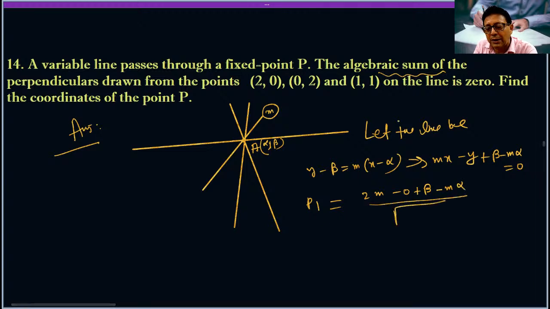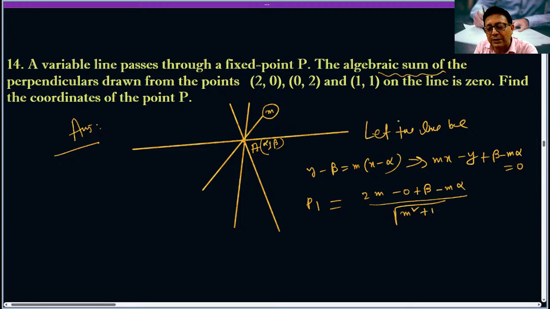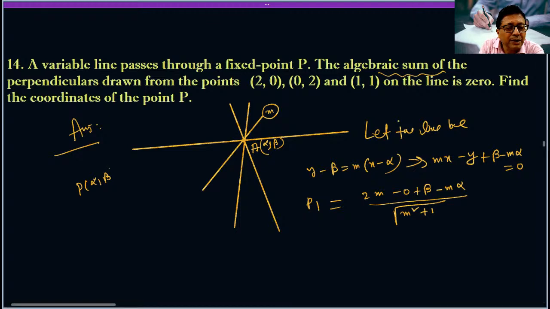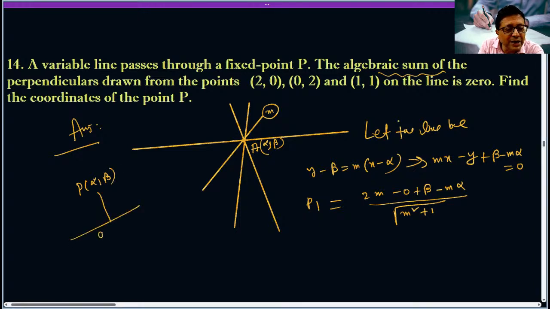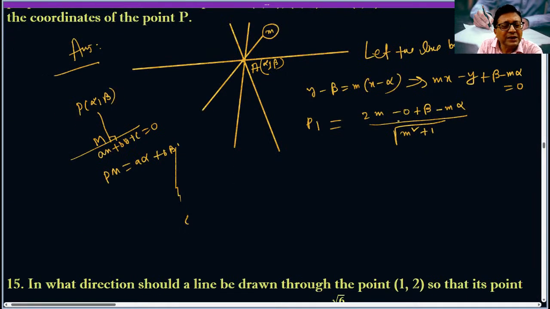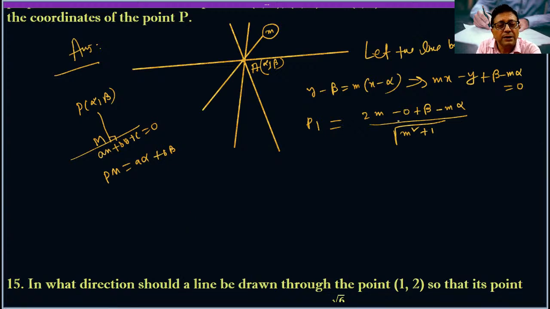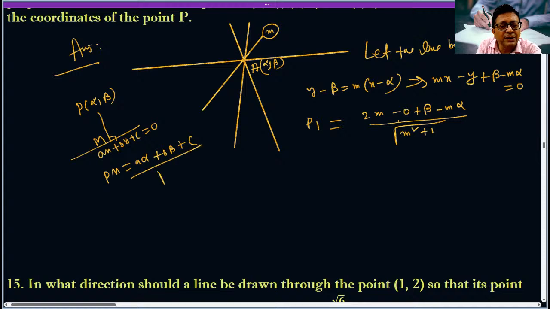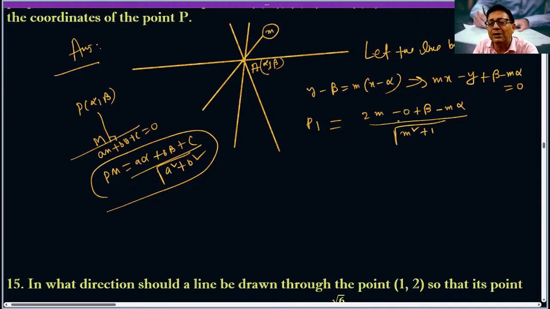by root over... I hope you understand. If you don't understand, then I have to do it again. The perpendicular distance from P(alpha, beta) to this line, Pm, is what? A alpha plus B beta plus C, by root over A square plus B square. Very easy to remember, no? I have used that only.